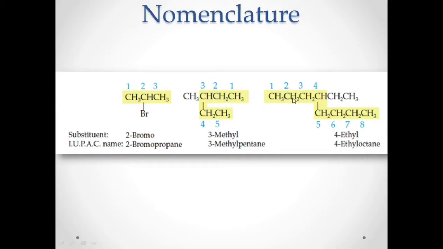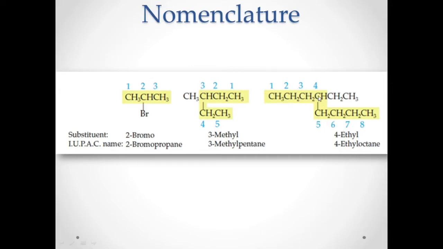So 1, 2, 3, 4, 5, 6, 7, and 8. So this would have been the longest continuous carbon chain. Okay. So not this way, like 1, 2, 3, 4, 5, 6. That is only 6. Okay. So 8 would be the longest continuous carbon chain. So if 8 is the longest continuous carbon chain, then the name of the parent compound is octane. Okay, so how about the substituent? So are we going to number this this way or the other way around?